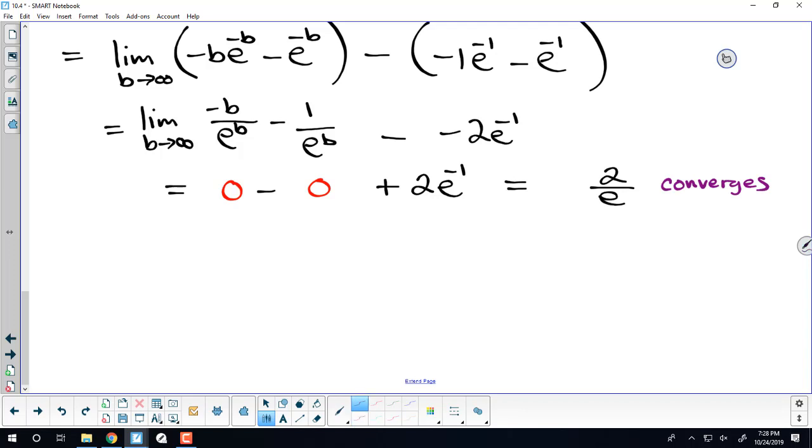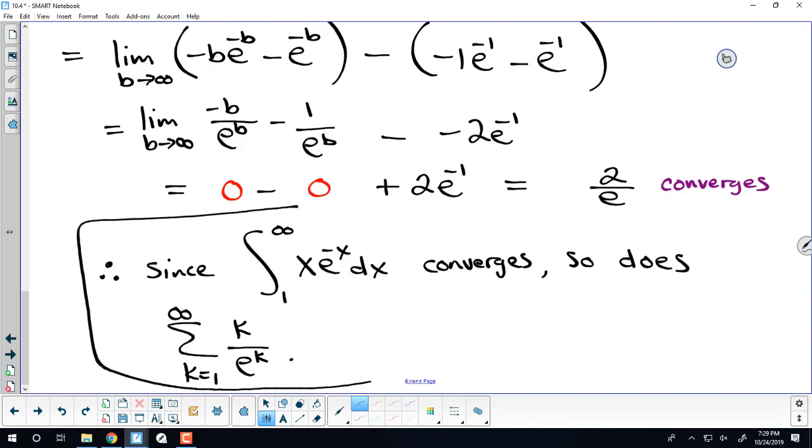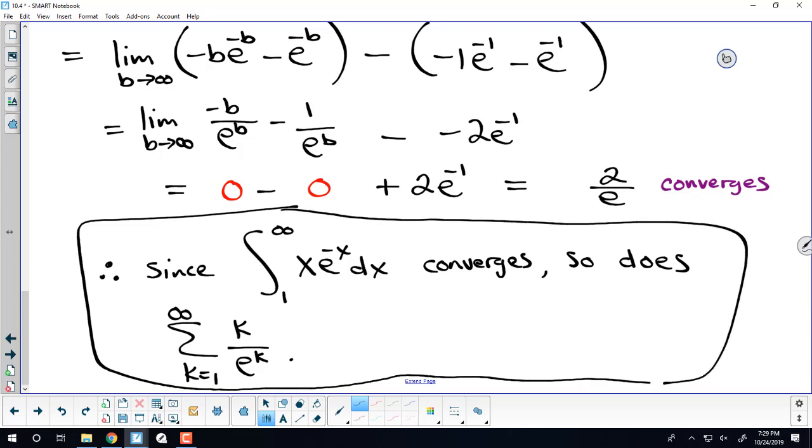Okay, so basically then our conclusion is therefore, since the integral converges, so does the series. Does anyone have any questions on that?